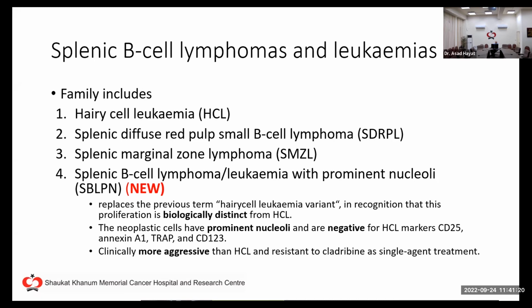So there were cases that looked like hairy cell, but they did not have the same immunophenotype. These are cells that have prominent nucleoli, but they are negative for conventional hairy cell markers like CD25, annexin A1, and TRAP. This is clinically relevant because this behaves in a more aggressive fashion than conventional hairy cell and may be resistant to cladribine therapy as well.